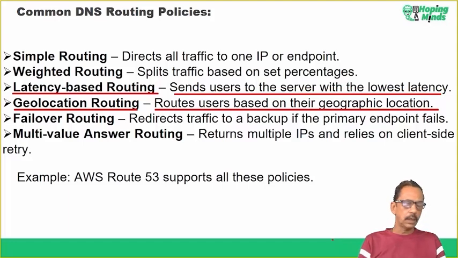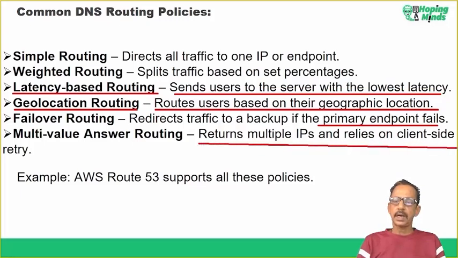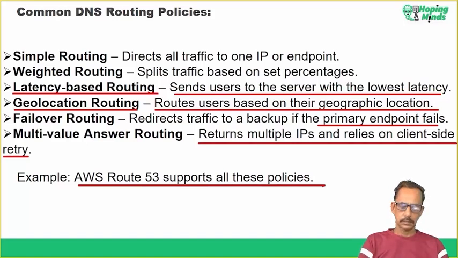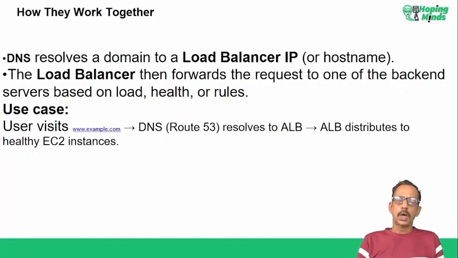Failover routing: in case the primary route fails, it reroutes the traffic to another available server. Multi-value answer routing returns multiple IPs and relies on client-side retry, so we depend on the client side. AWS Route 53 supports all these policies. Clear? So how do they work together?